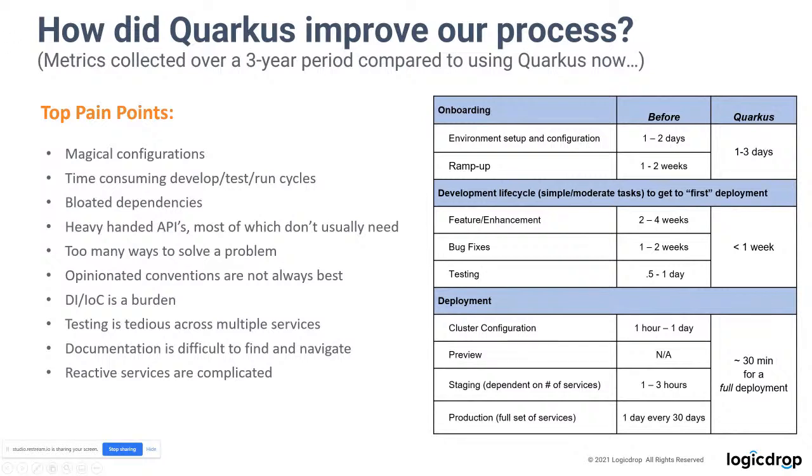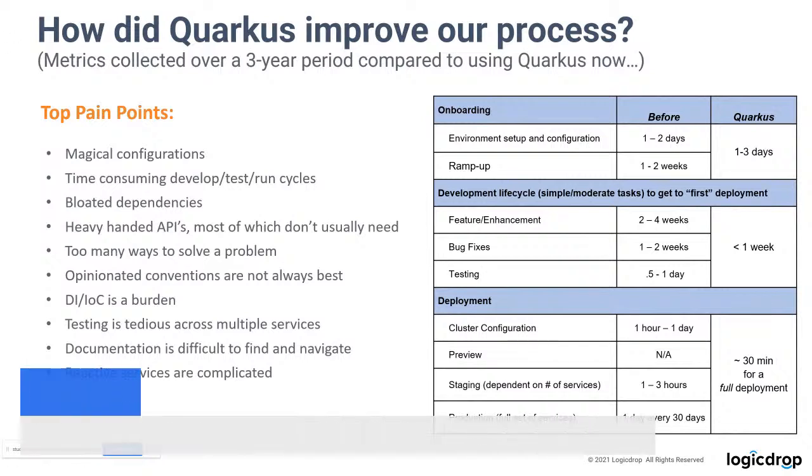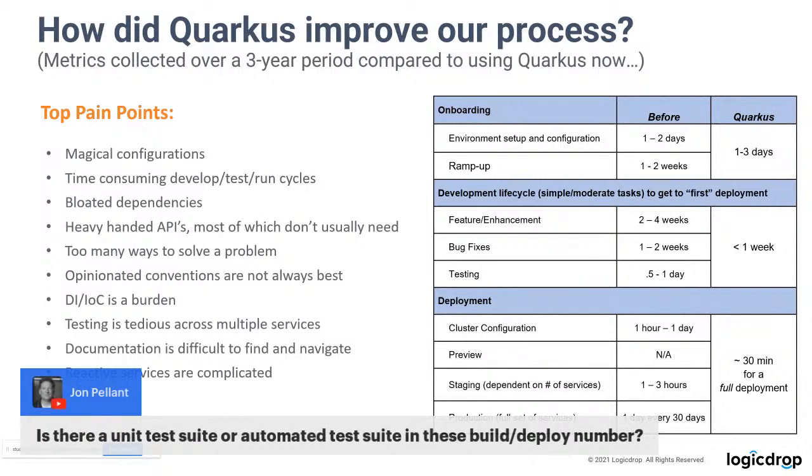So we actually have a question. I have one question: the top pain points you list here are from before Quarkus, right? Yes. Okay. So I'm going to skim these and then jump almost into examples. John Pellin is asking, is there a unit test suite or automated test suite in these build and deploy numbers? Oh, these are all fully automated.